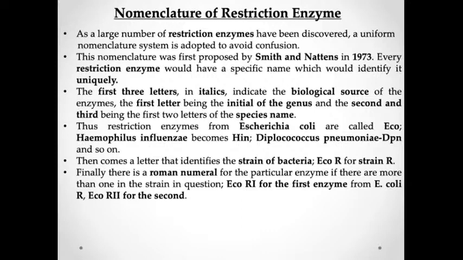And finally, there's a Roman numeral, which identifies which particular enzyme you are looking for from the strain. So for the first enzyme it will be numeral one, and for the second it will be numeral two. So EcoRI, EcoRII, like this.